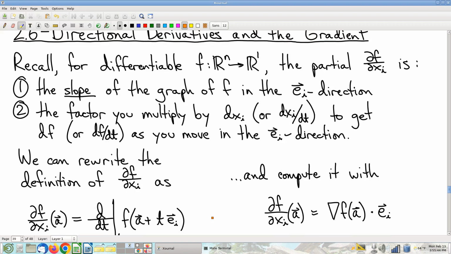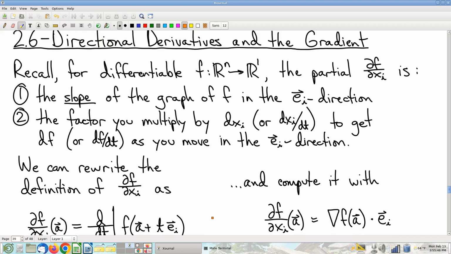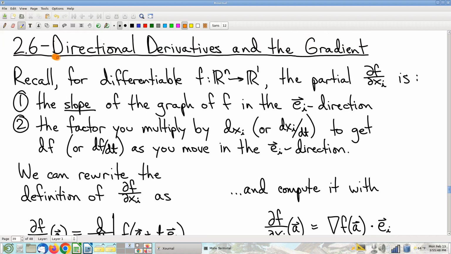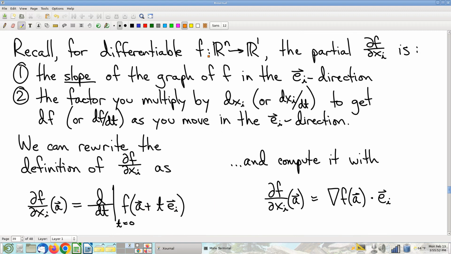Alrighty. Okay, next thing, section 2.6. We're going to talk about something called directional derivatives. I'm going to sort of work my way up to it, though. I want to start off by reminding you some things that we know about partial derivatives. This is old news. It's the slope of a graph, as you're moving in a certain direction. Of course, there's a bunch of different cross sections, etc.